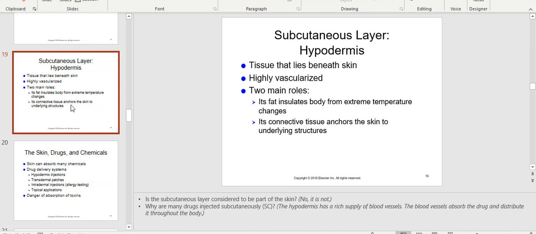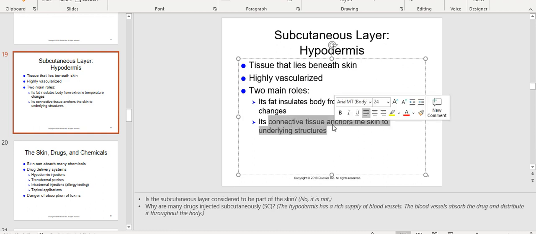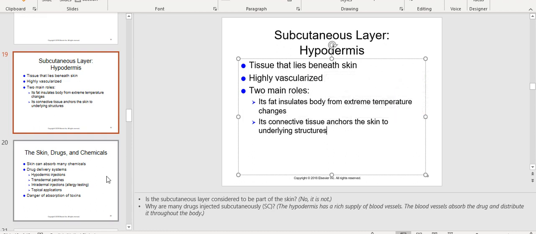Now we're into the hypodermis. This is the bottom layer where the fat is. Two main roles: it insulates the body from extreme temperature because you have your adipose tissue there, and the connective tissue anchors the skin to everything else. So, hypodermis: insulation due to the adipose tissue, and it also anchors everything down.